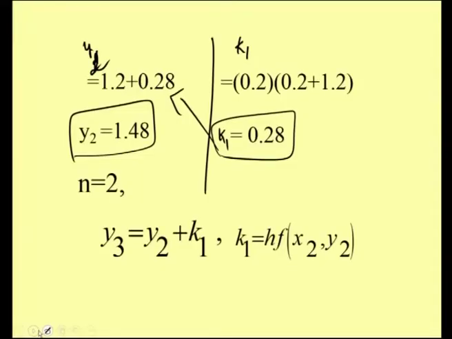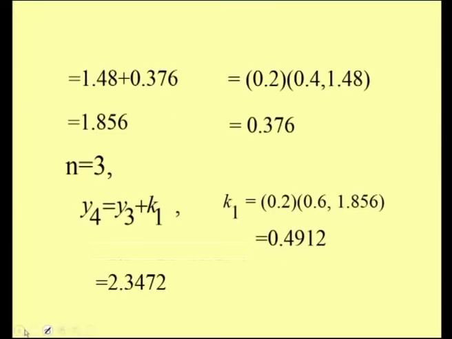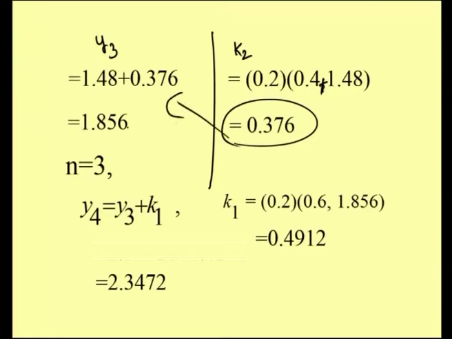Likewise, y3 is calculated as y2 plus k1. Every time, k1 has to be calculated and substituted. So, k1 is h into f of x2 comma y2, where x2 is 0.4 and y2 is 1.48, which we just calculated. So, 0.2 into this is k2, and this is y3. k2 is 0.376 and it is substituted here, and we get y3 as 1.856. Go and substitute again in the tabular column and find out y4.